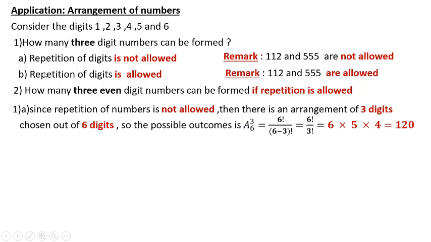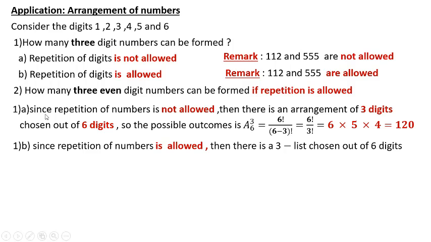Before I start part B, repetition of digits is allowed. Important remark: then the possible outcomes 112 and 555 in this case are allowed. Start by solution of B.